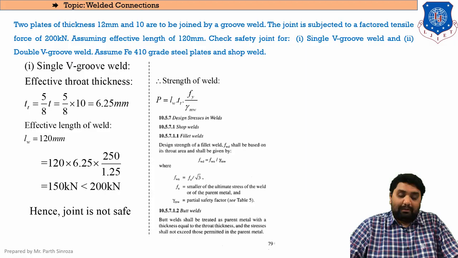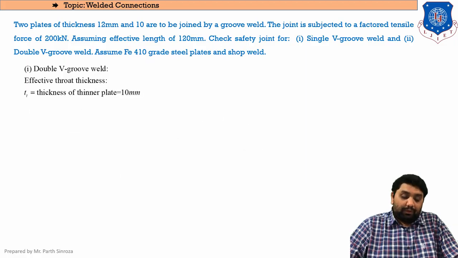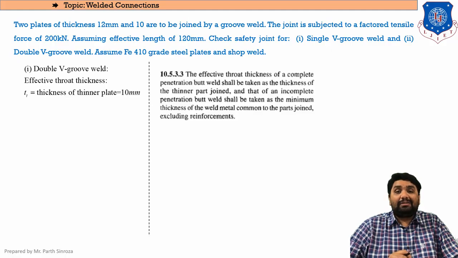Now moving on to the double V groove joint. For the double V groove joint, we need to find again the Tt of the plate, that is the throat thickness. For single V groove, we need to remember that Tt will always be equal to 5/8t. And for double V groove, it is given in our IS code.